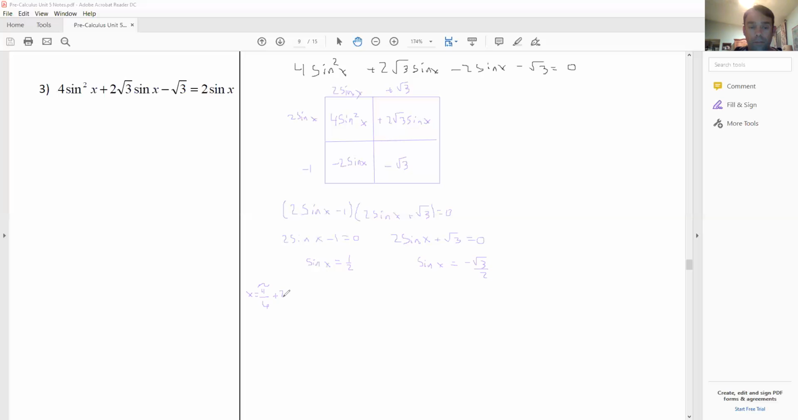Plus 2 pi n. And 5 pi over 6 plus 2 pi n. What about negative root 3 over 2? Let's try that one. That would put us at x equals 4 pi over 3 plus 2 pi n, and x equals 5 pi over 3 plus 2 pi n.